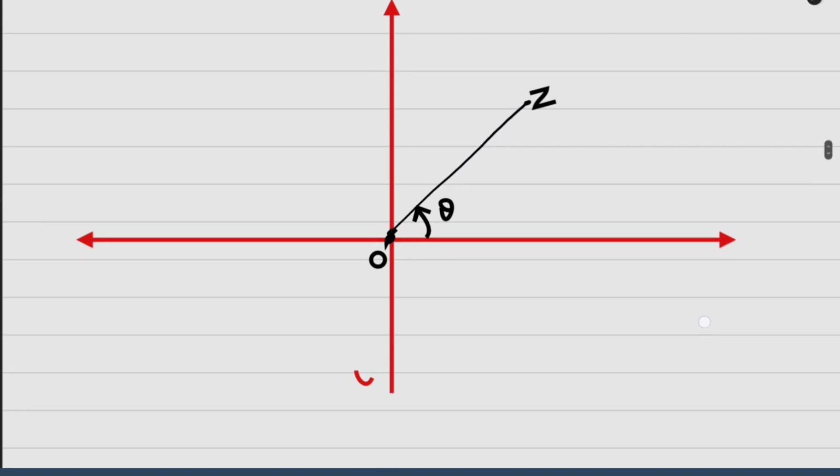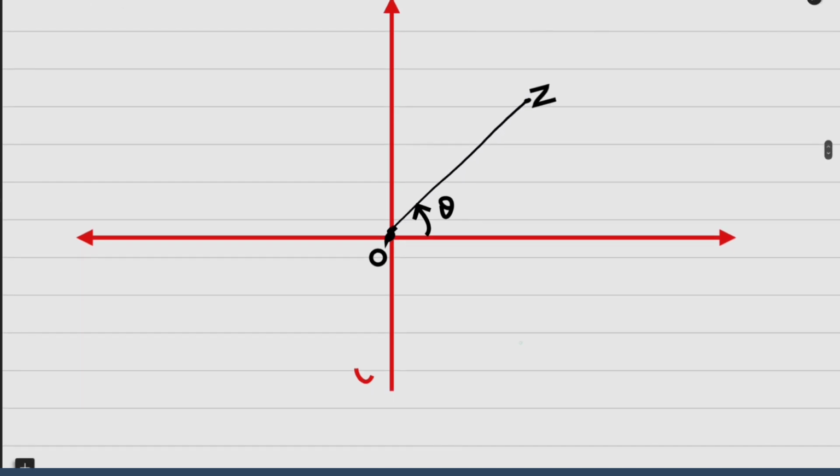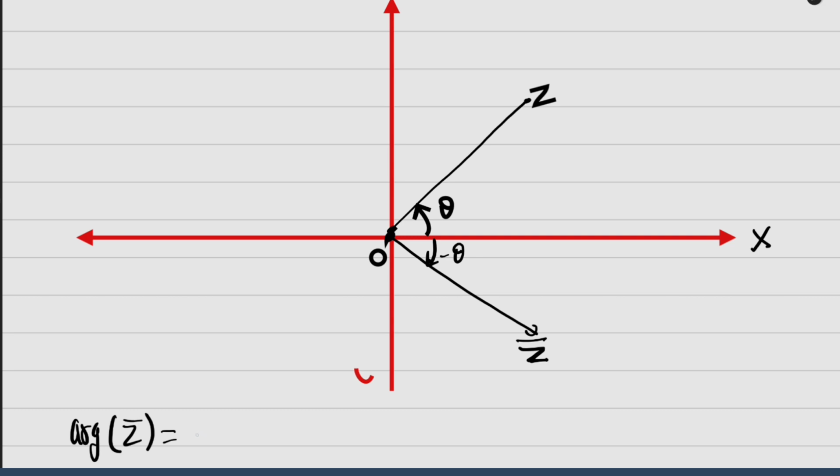means this one. So if this one is z, then what about z conjugate? Z conjugate is a mirror image, or you can say a reflection with respect to the real axis, the x-axis. So this one is minus theta. So we can say that the argument of z conjugate is minus theta, and the argument of z is theta.